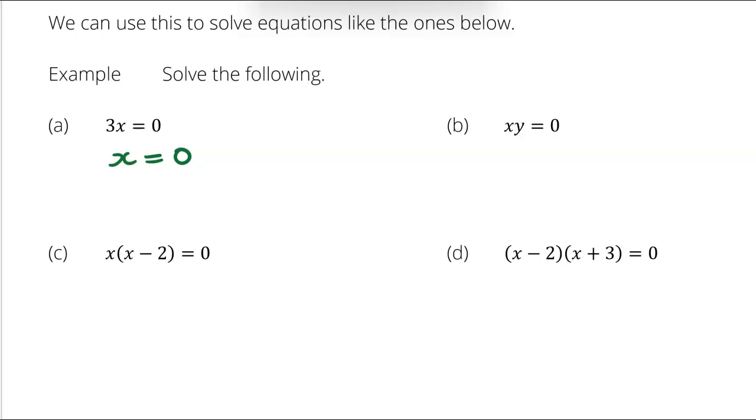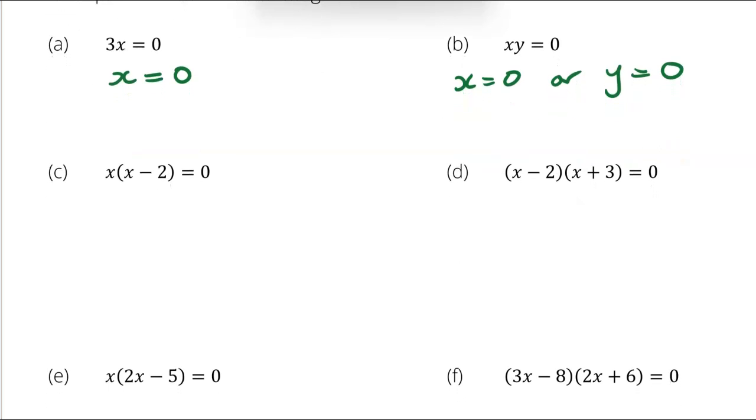What about when we've got x times y equals 0? So x equals 0 or y equals 0, or potentially both, but usually we just write x equals 0 or y equals 0. What about the next one? This time we've got x times (x take 2) equals 0. So x is 0 or x take 2 equals 0, so in other words x equals 2. So again, we've now got 2 solutions. x is 0 or the x take 2 part is 0, which means x must be 2.